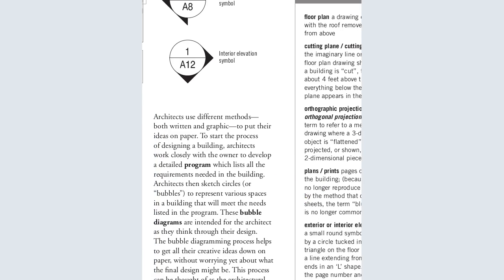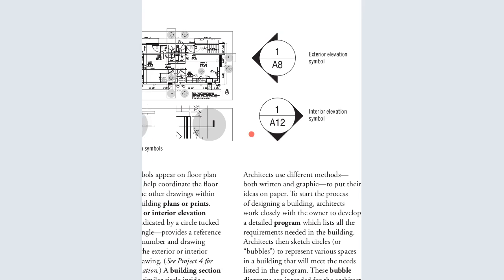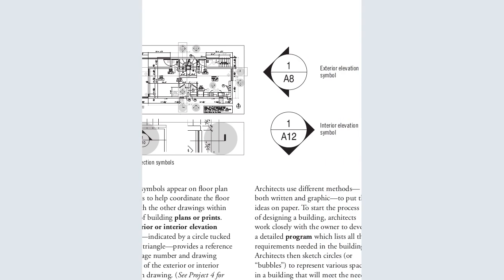So exterior and interior elevation symbols are small round symbols indicated by a circle tucked inside the triangle of a floor plan. You can see these are the exterior elevation symbols and the interior elevation symbols. The difference between them is that the exterior is inside a triangle, but the interior is something like half a rectangle. I hope you can see the difference between the two. So when it is this, it means that this is the exterior elevation, and when you see this symbol, it means it is an interior elevation.